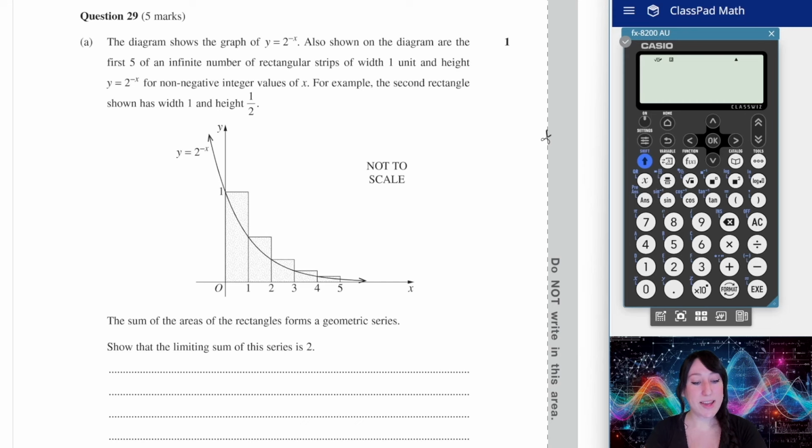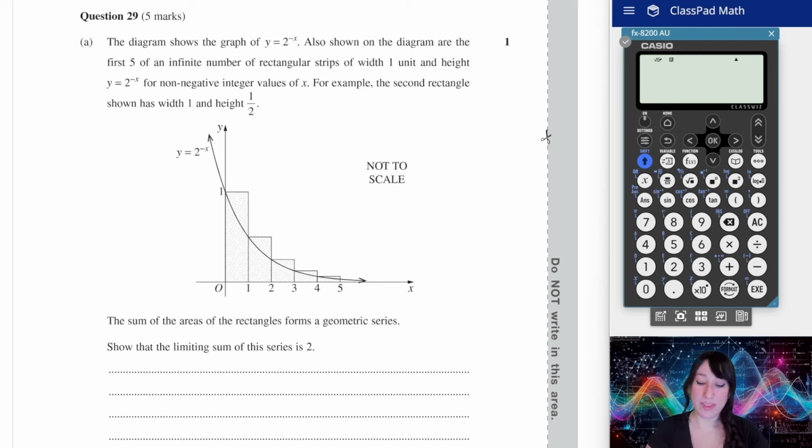Question 29. The diagram shows the graph of y equals 2 to the minus x. Also shown on the diagram are the first 5 of an infinite number of rectangular strips of width 1 unit and height y equals 2 to the minus x for non-negative integer values of x. For example, the second rectangle has a width 1 and a height of 1/2. That's this one here. The sum of the areas of the rectangles forms a geometric series. Show that the limiting sum of this series is 2.